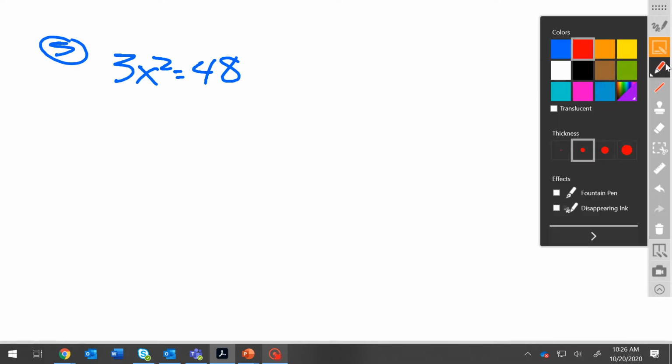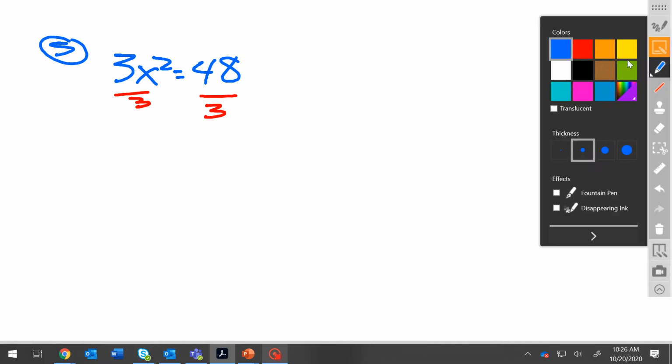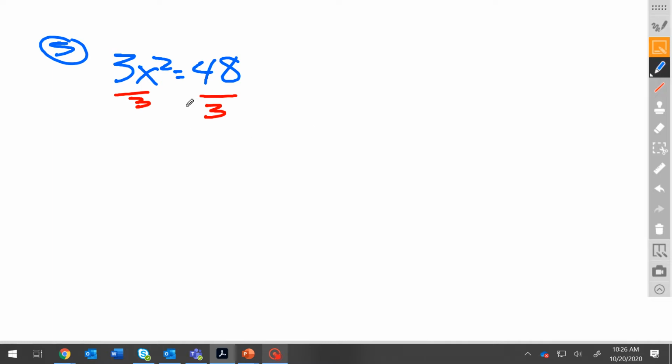Number 5, 3x squared equals 48. Does this say solve by factoring? It does, I guess because it's a difference of two squares. I would personally solve this by taking square roots. We know how to solve by taking square roots, so let's just do that. It's a little bit easier. I don't know, if we don't have to factor, we shouldn't factor. So I got x squared is equal to 16.